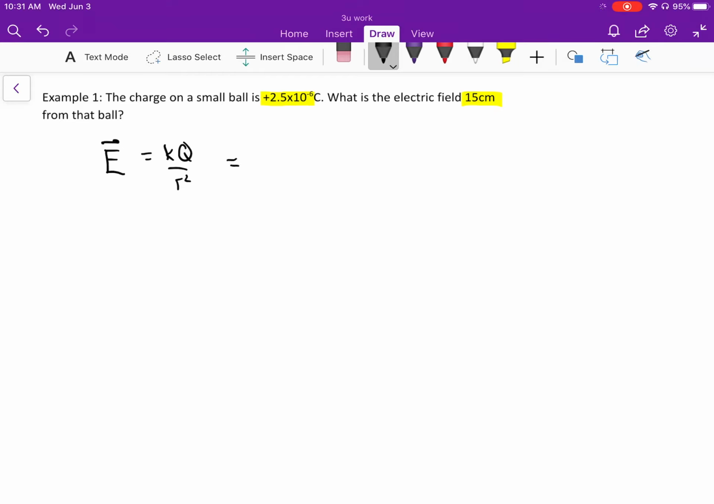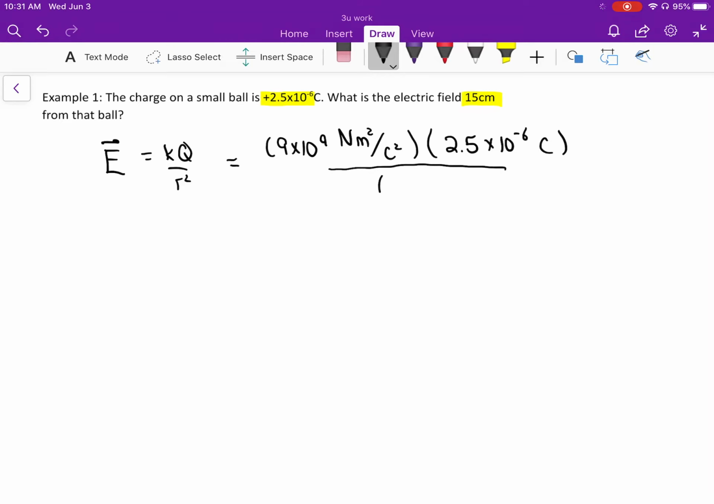So the first step is just kind of a plug and chug. The K is a constant for electric fields. It's always 9 times 10 to the 9. For this first one, I'm going to put in the units, newtons meters squared per coulomb squared. It's got kind of a funny unit. Then we need to multiply that by the charge. For this example, the charge I made up was 2.5 times 10 to the negative 6. That's in coulombs. And then divide all of that by the distance.